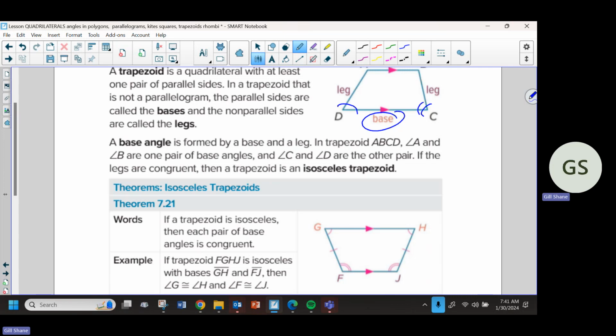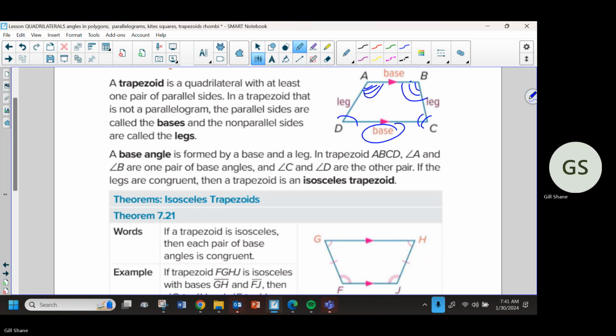Well, actually four angles, because I would also have base angles up here. Those are also base angles, because again, they're formed with a base, the base on the top. So there's four base angles. Make sure you understand that. Two bases, four base angles. Two legs, still four base angles.